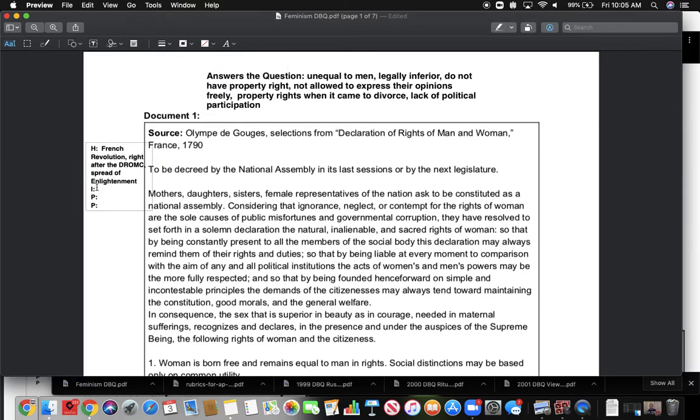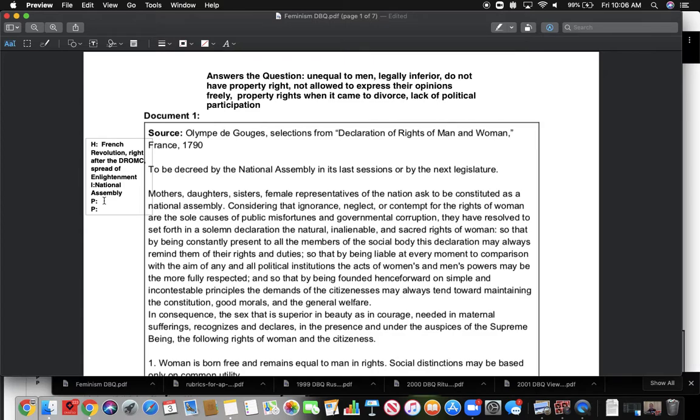So the intended audience, who's supposed to read this? Well, I would imagine, since she has modeled it after a lot of the Declaration of the Rights of Man and Citizen, the National Assembly is probably supposed to be the people who are reading this. She is writing this for men who are making government decisions. The point of view of this document.